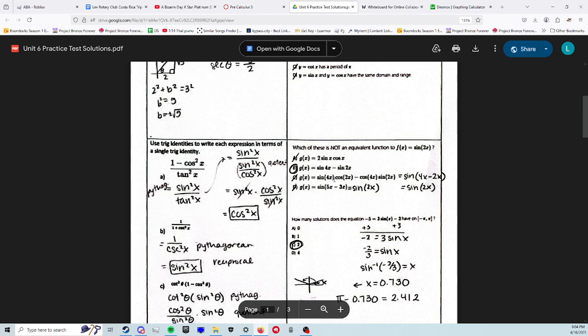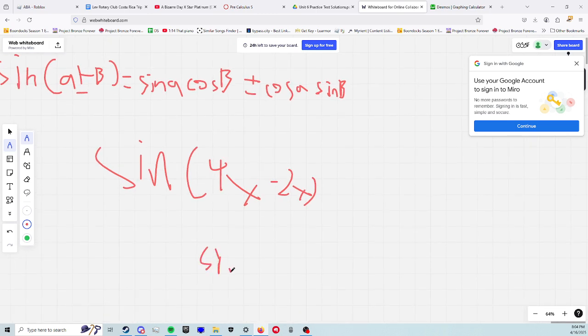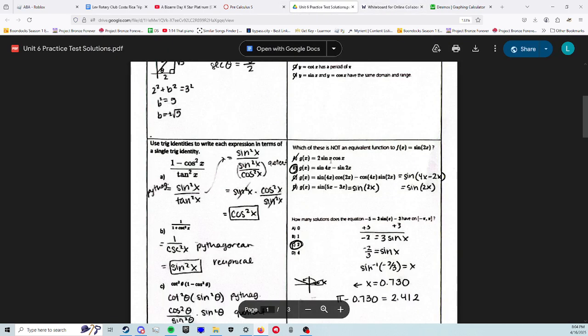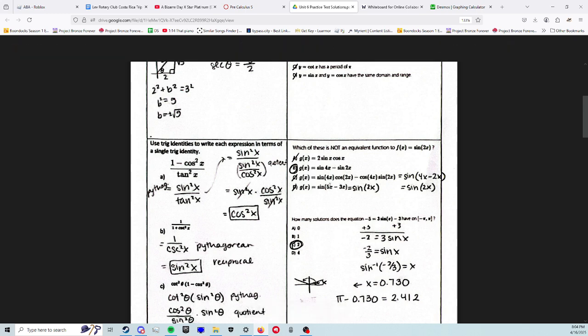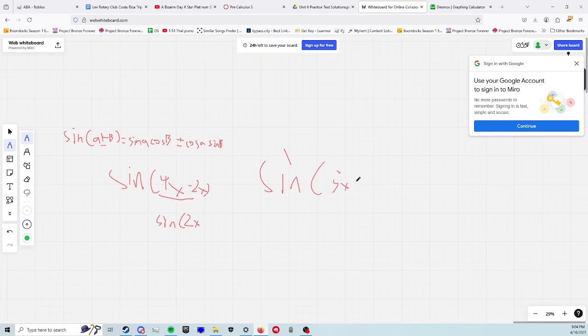And so 4x, 2x, what that's saying is subtracting. If we look at our identities sheet, the subtracting is at the bottom, so when you subtract for sine, sine 4x minus 2x is equal to sine 2x, because you're subtracting the x's in the parentheses, not outside. And then the last question is the same thing. You're subtracting the x's, sine 5x minus 3x in the parentheses, so you are allowed to do that. It would again become sine 2x.